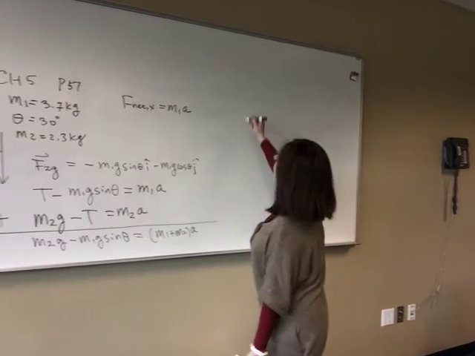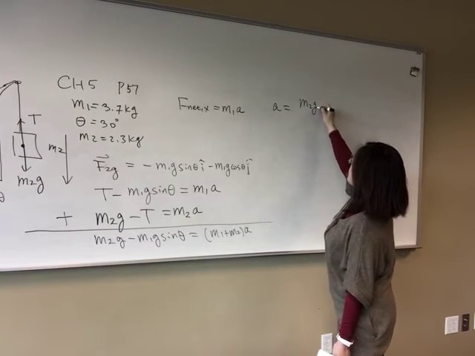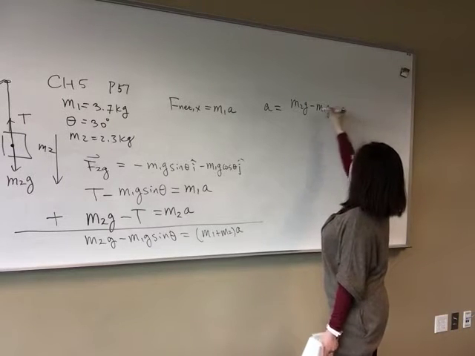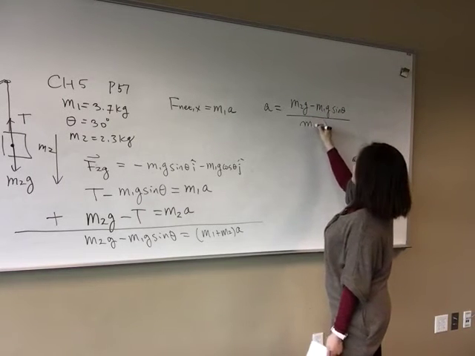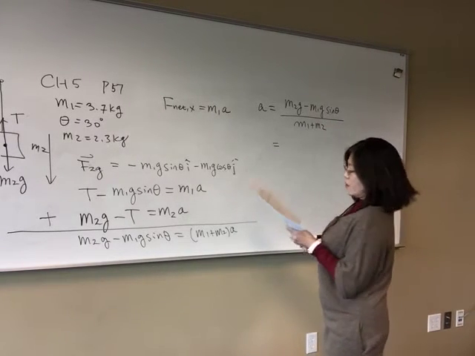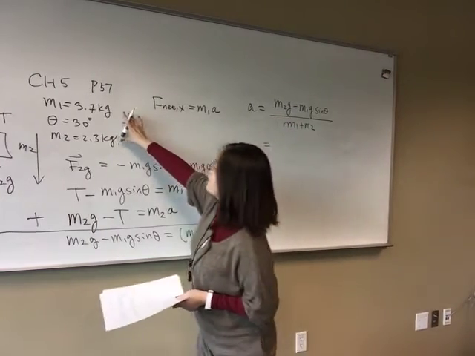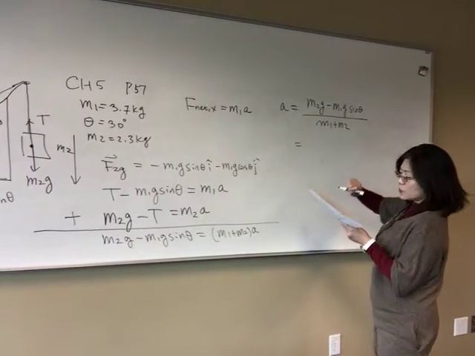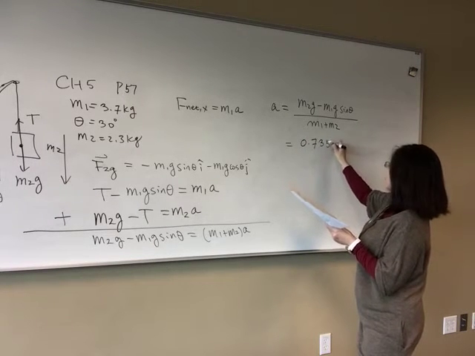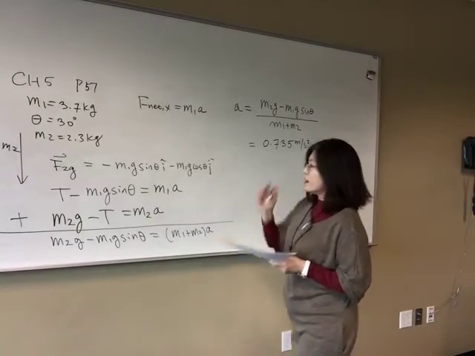So now we can solve for our a, because our a is just equal to m2g minus m1g sine theta, over m1 plus m2. So now we are ready to plug in the numbers. After plugging those numbers in, that's straightforward, so I'm just going to give you the numerical value. And that's 0.735 meters per second squared. So that's your acceleration, okay?